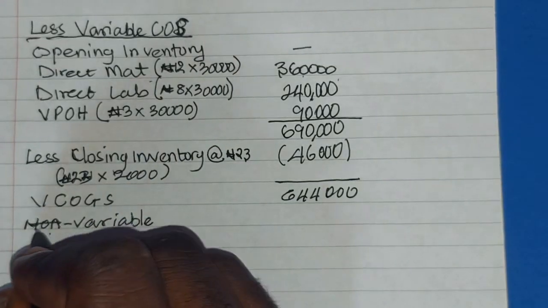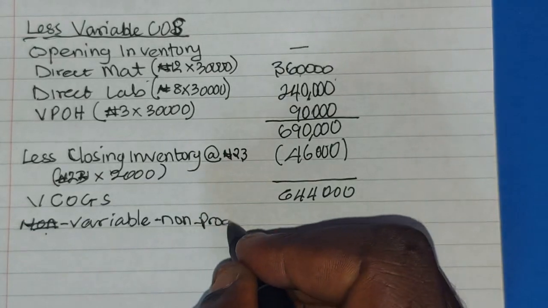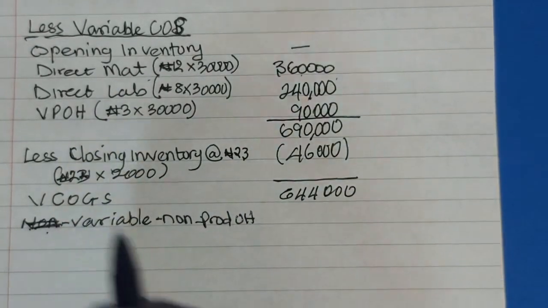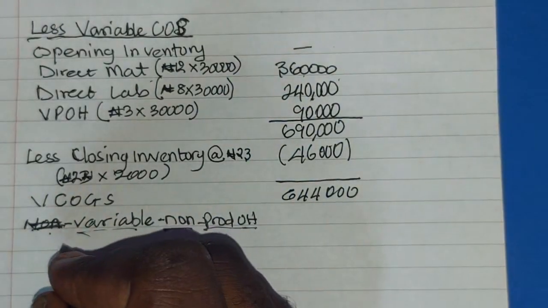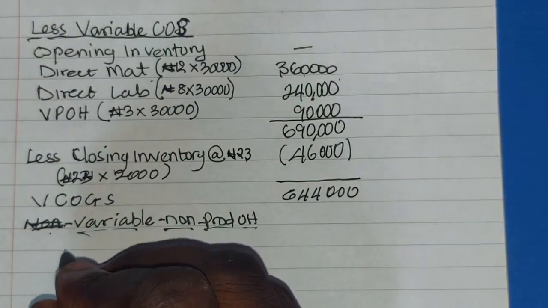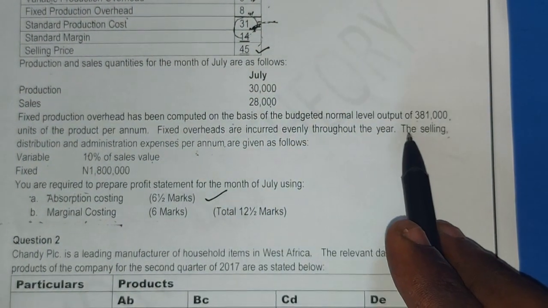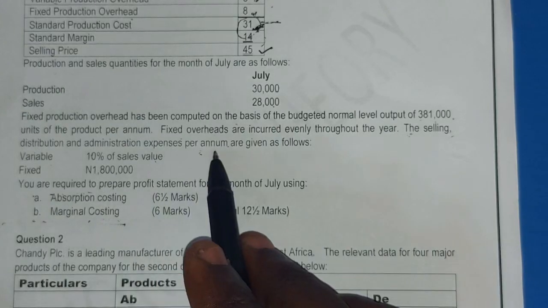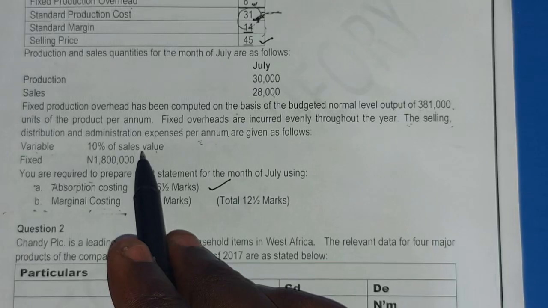Okay, sorry, you had variable non-production overheads. Don't forget variable non-production overheads. So for the case of the format, what do you have? We have the variable selling and distribution, which has been calculated during absorption costing. The selling and distribution and administrative expenses per annum are given. Variable, 10% of the sales value.